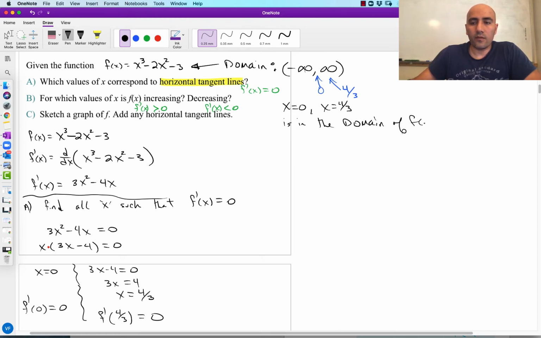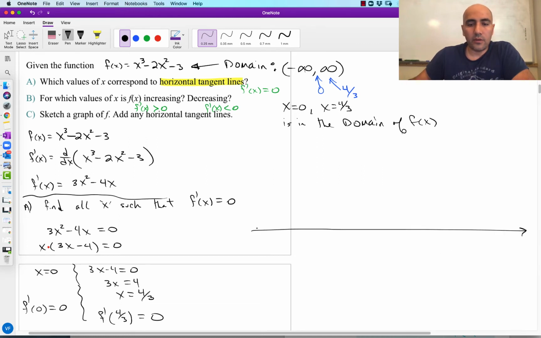Okay, so what that gives us now is a number line like this. Think about the number line, and we have 0 in here, and then we also have 4/3. And the graph is doing something there. I don't know what it's doing yet. Maybe the underlying graph looks like that, or maybe it comes down and does that. I don't know what the original function does.